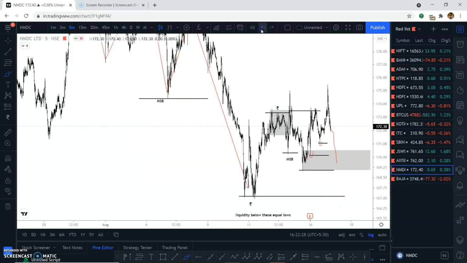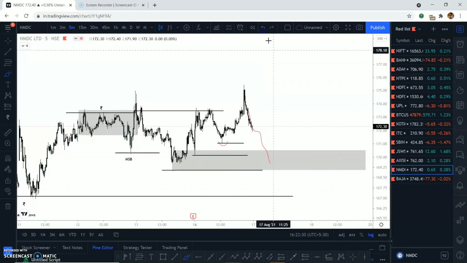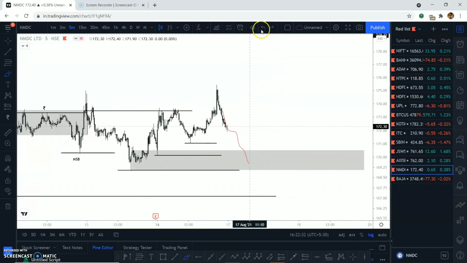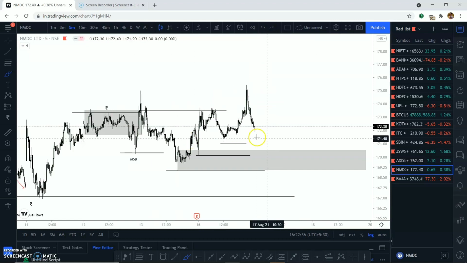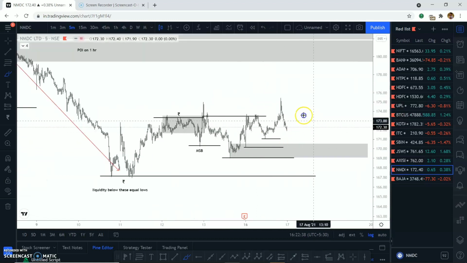However, there's nothing else that I'm looking at in this scenario. I'm not going to go short. I'm not looking for short trades. The only trades that I'll be looking for in this particular scenario are going to be longs.